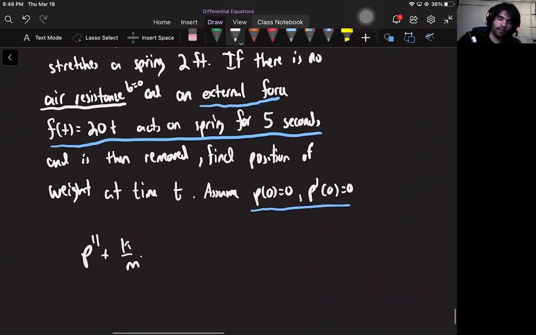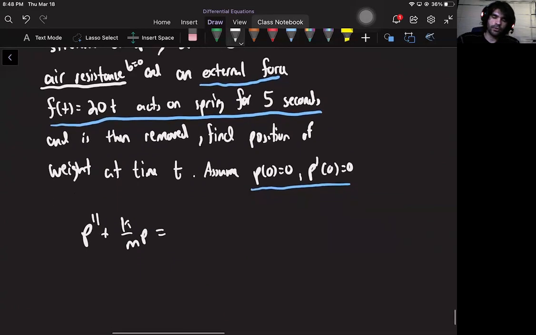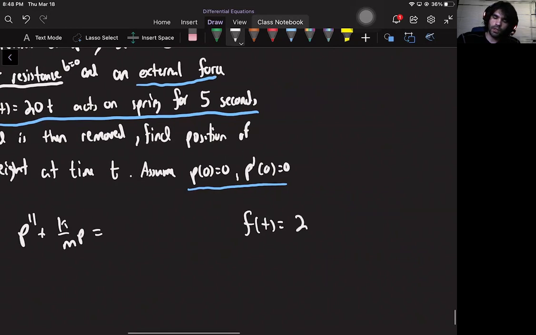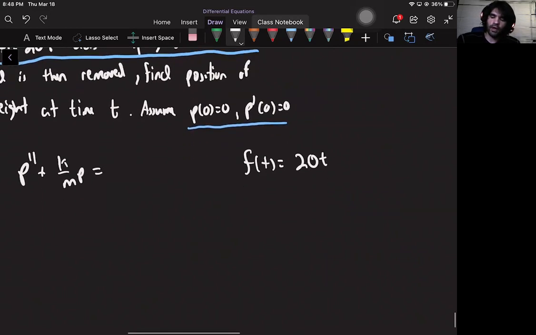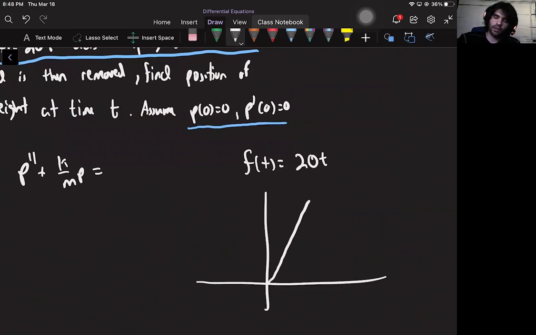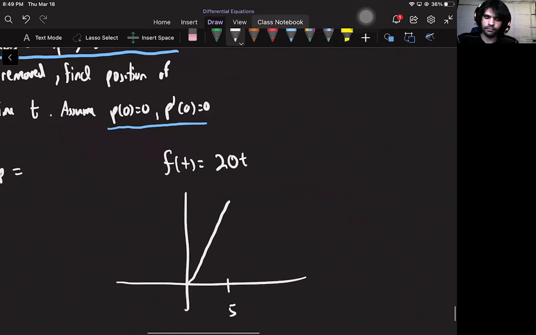K and M I can figure out pretty quickly, but then for my external force, I have to use a step function to properly describe it. So the idea is that it's 20t, but only for 5 seconds. If I have a graph of 20t, it's just a straight line. But if I want it to stop after 5 seconds, then what I can do to make this happen is use a step function. So it really looks like this, and then it just drops off.